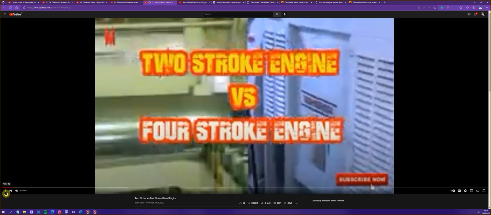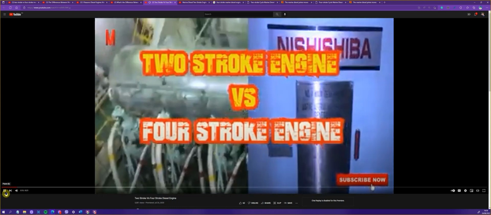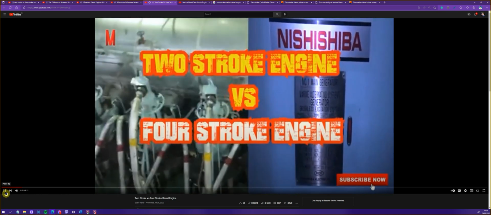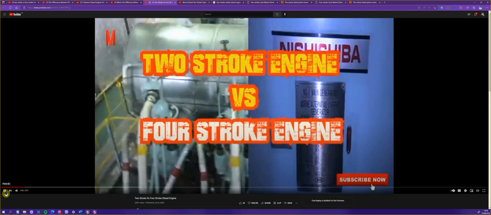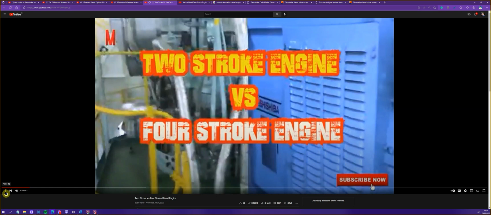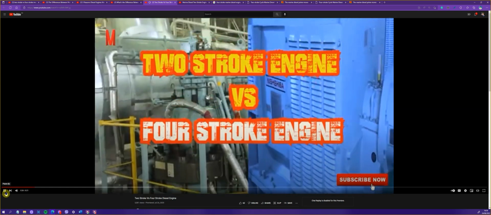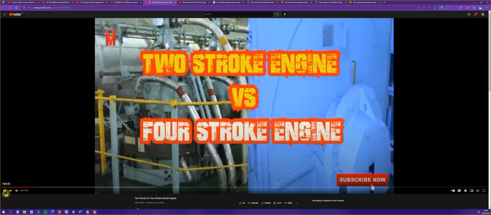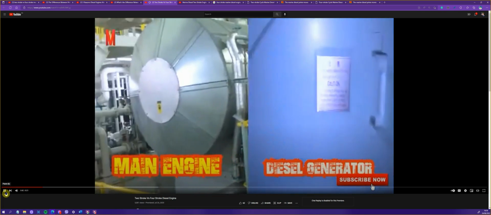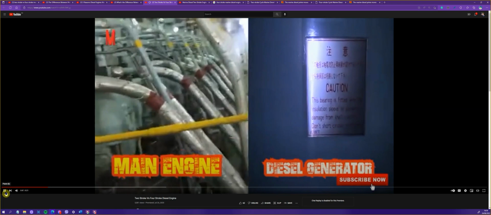Ngayon, dalawa yung klase ng diesel engine na makikita natin sa barko. The first one is the 4-stroke cycle diesel engine. Itong 4-stroke diesel engine, ang applications nito sa barko ay yung mga high speed. Kasi ang 4-stroke engine, it usually rotates at medium speed between 250 and 700 RPM or greater than that.